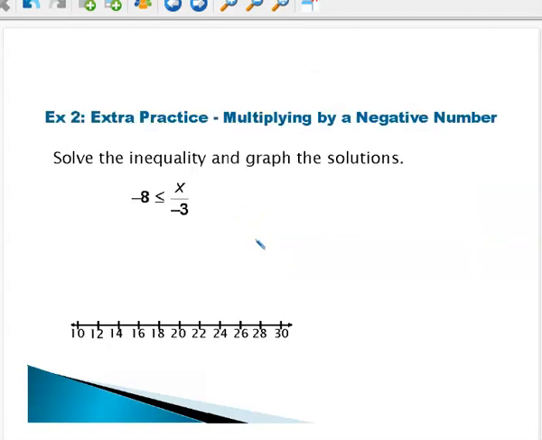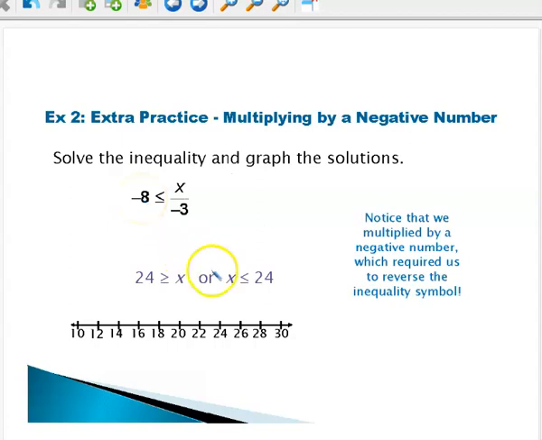Okay, here's another one. We want to solve this inequality. Well, right now, we're dividing by -3. So to undo dividing by -3, we're going to multiply by -3 instead on both sides. And remember cross-canceling here. And then we'll simplify. On this right-hand side, I'll have only the x. On the left, notice I have a negative times a negative, which will give me a positive value.